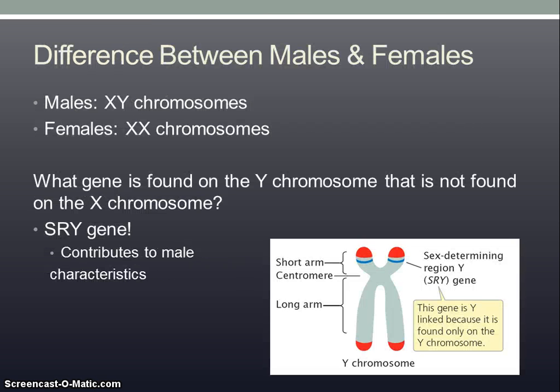So first we asked ourselves, what is the difference between males and females? We know that males have the XY chromosomes and females have the XX chromosomes, but what gene is found on the Y chromosome that is not found on the X chromosome? And so the answer is the SRY gene. The SRY gene contributes to male characteristics, and it is only found on the Y chromosome.